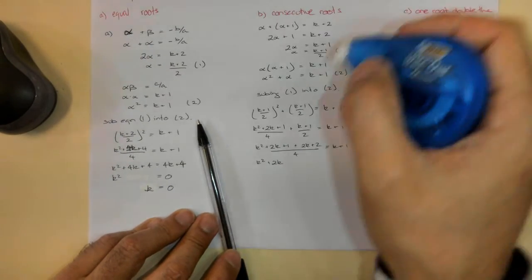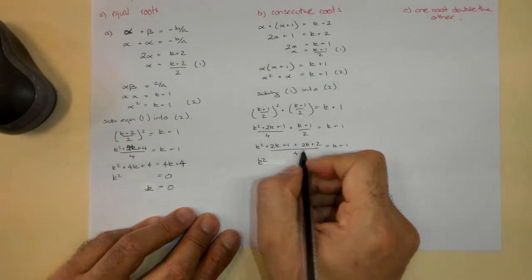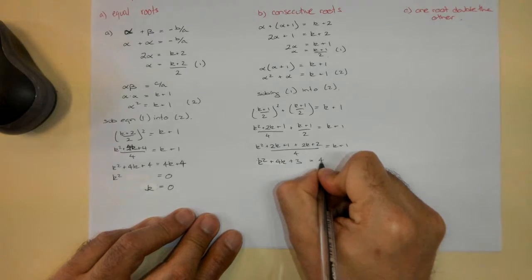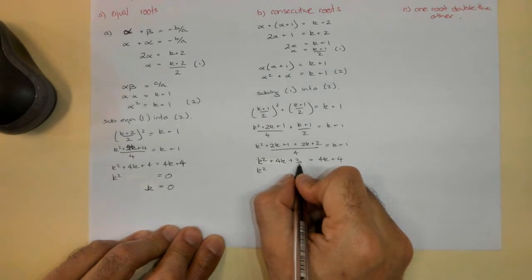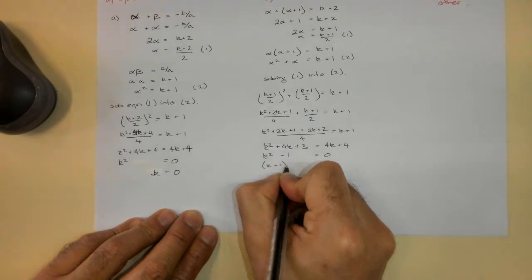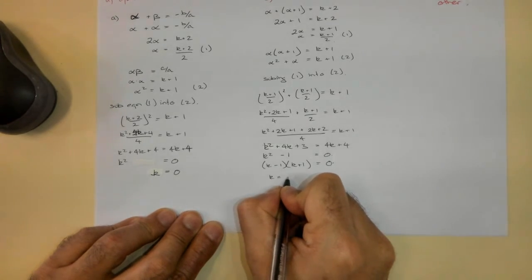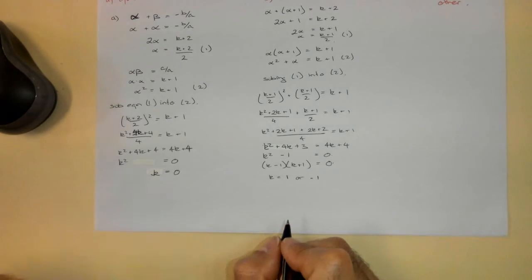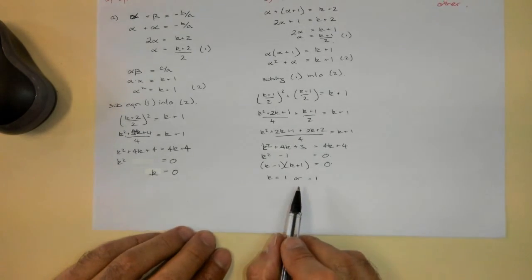Actually, what I'm going to do is collect like terms. 2k plus 2k is 4k. 1 plus 2 is 3. Going to multiply this by 4. Bring back everything over, so that's minus 3 minus 4 is minus 1. Okay, so we get a perfect square. So in this situation, k is equal to 1 or negative 1. Okay, so we've got two possible solutions.